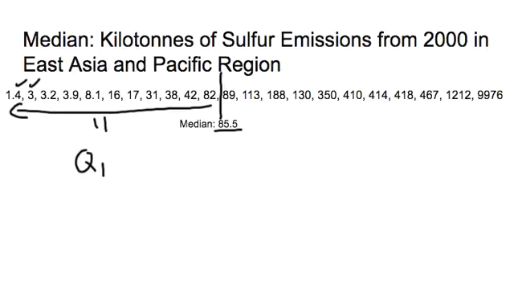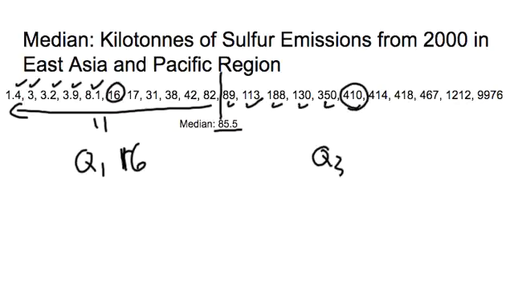So this is 1, 2, 3, 4, 5, 6. So our Q1 will be 16, and let's do the same thing up here. It's 1, 2, 3, 4, 5, 6. So our Q3 is going to be 410.